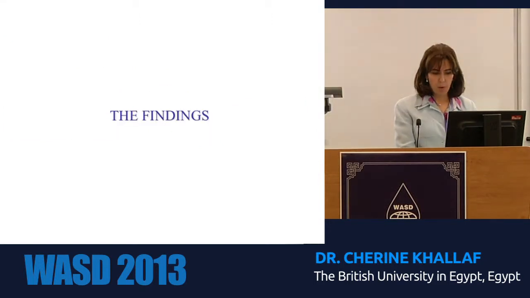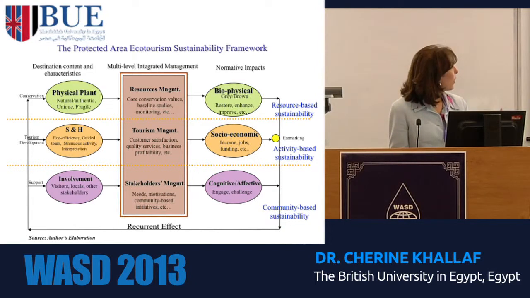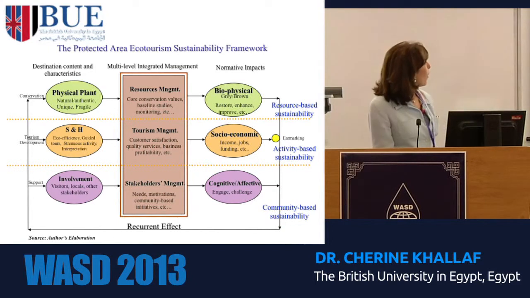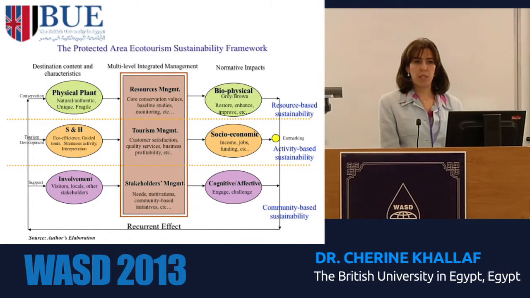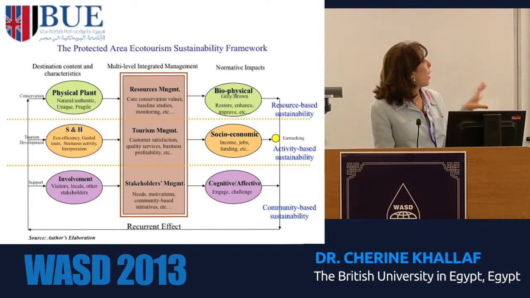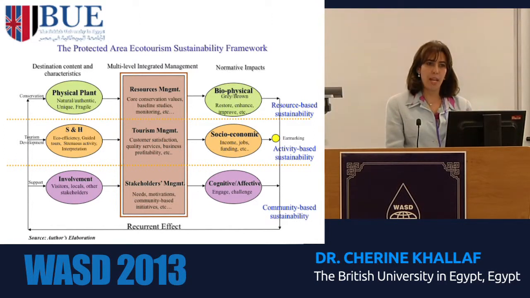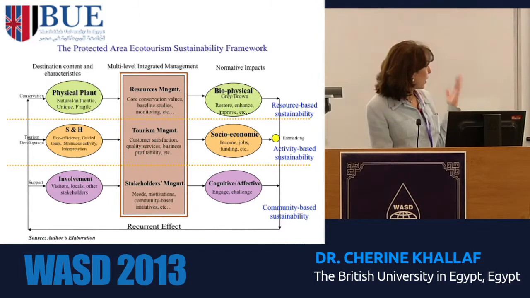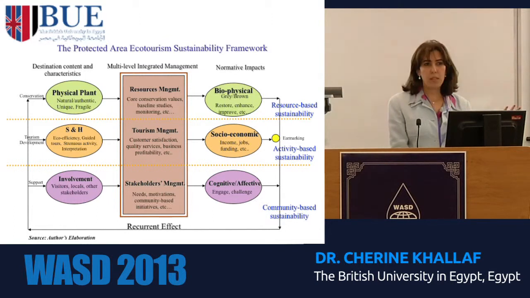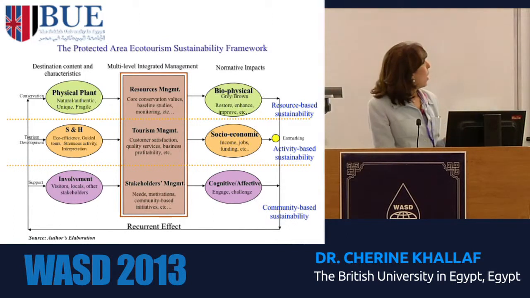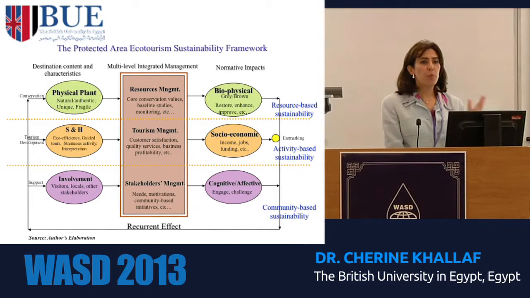And now we're moving to our findings. So this is what the conceptual framework looks like. If I may explain it in a couple of words, it starts with the main thing in a protected area. What we are proposing is that it's the physical plant that is at the center of any ecotourism activity in a protected area. And by the physical plant here, we mean the natural physical plant and the man-made physical plant. This goes through a process of resource management and produces what we call the biophysical effects.